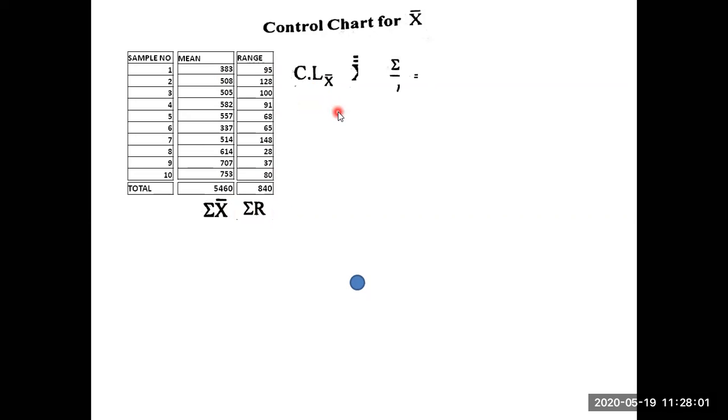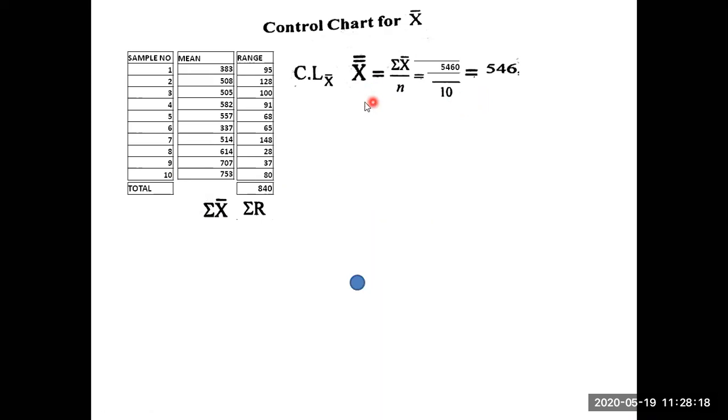Control line formula is what? X double bar. X double bar, how will you get? Sigma x bar by n. N stands for how much? How many samples are there? 10 samples are there. Therefore, 546 is the control line.